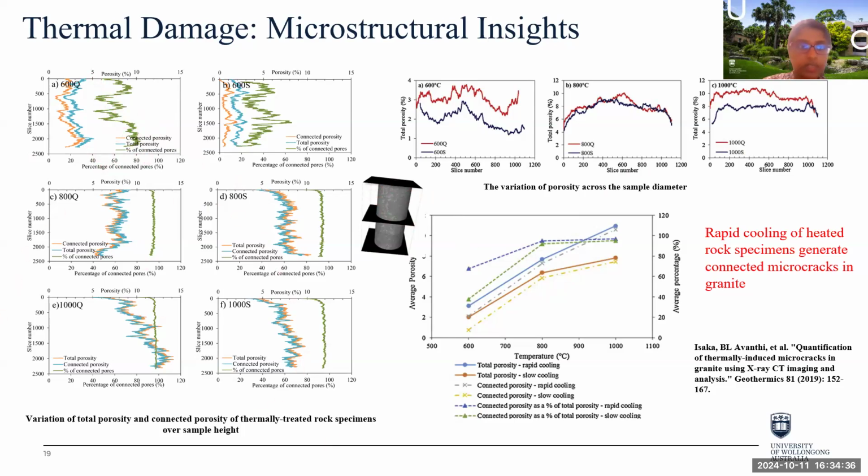Here you can see the average porosity plots for different temperatures and cooling conditions. Overall, as expected, we observed rapid cooling of heated rock specimens generated connected microcracks in the granite.